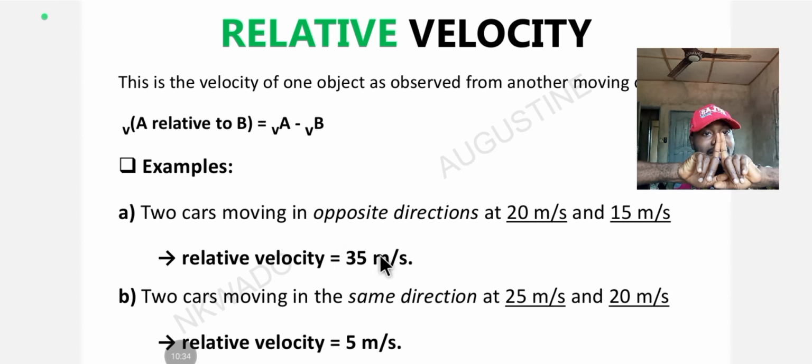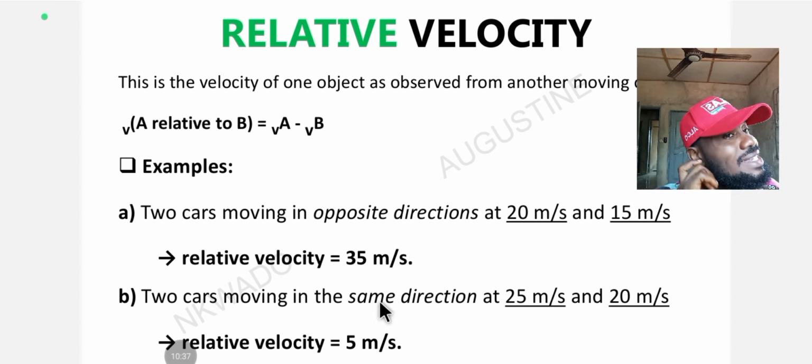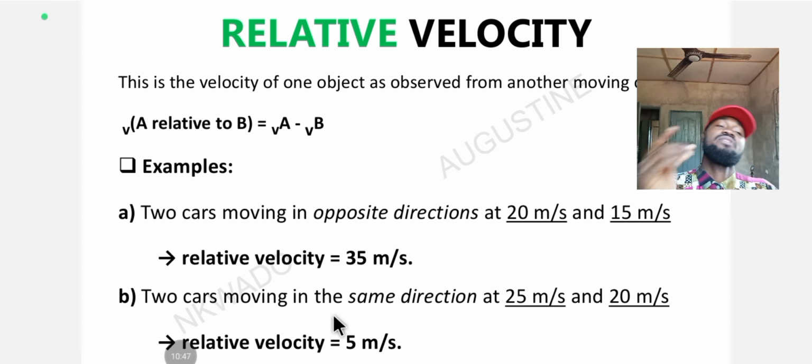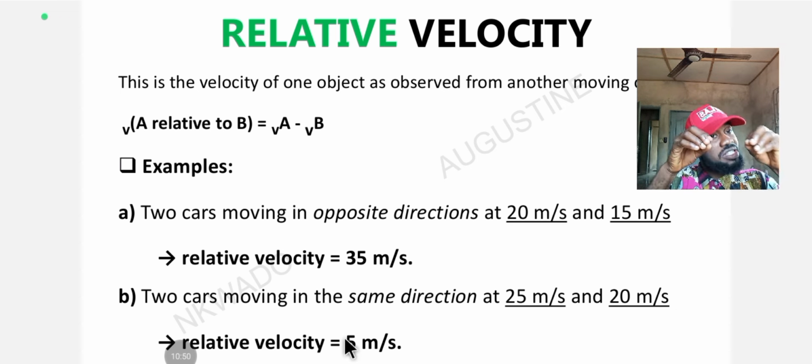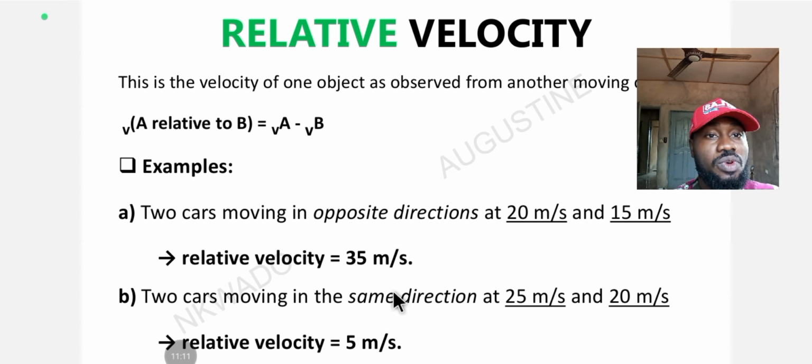But when they are in the same direction, let's look at B. Two cars moving in the same direction at 25 meters per second and 20 meters per second. What is the relative velocity? Because they are in the same direction, you are going to subtract. If they are in opposite directions, you add. But if the cars are moving in the same direction, both of them, you subtract. But if they are moving in opposite directions, you add. Don't forget this rule of thumb.